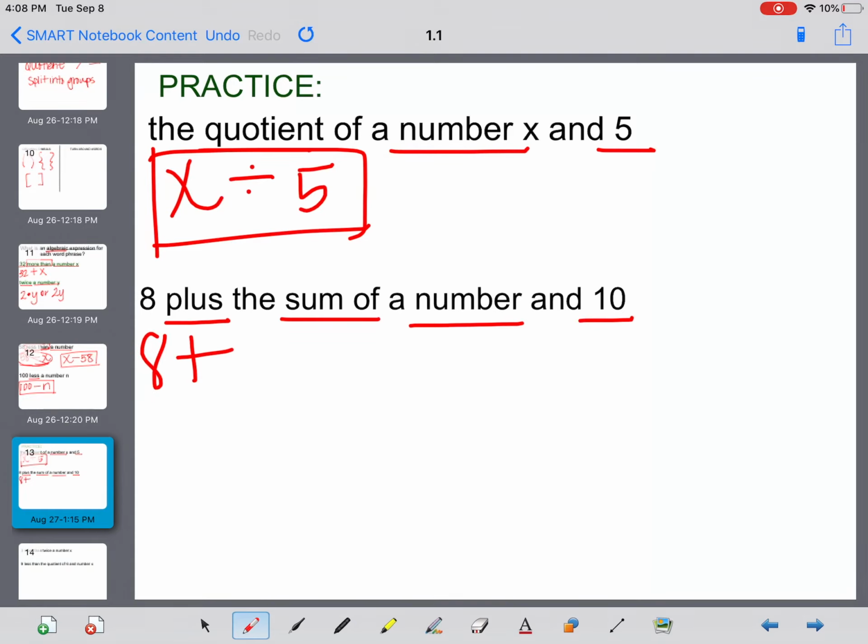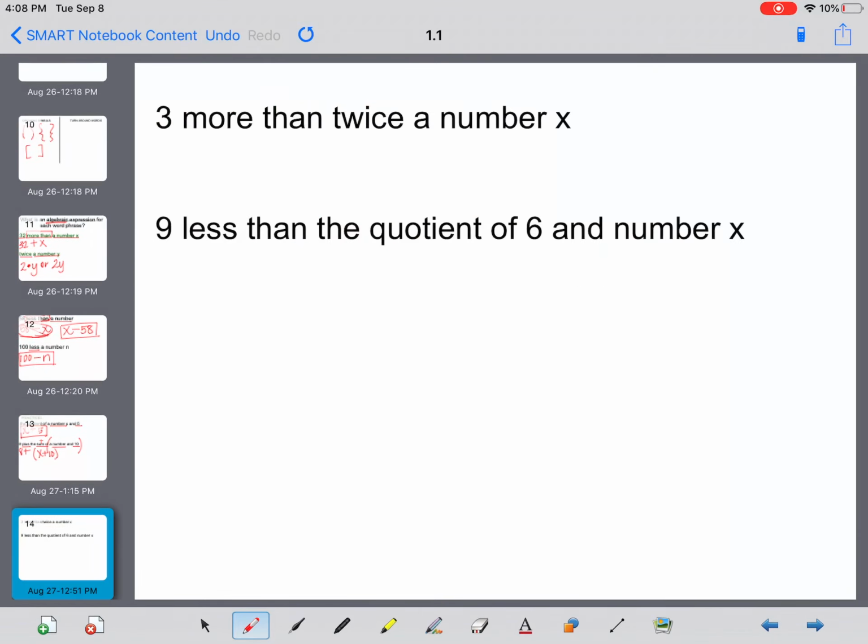Eight plus the sum of a number and 10. So I'm actually adding 8 to whatever a number and 10 are added together. So that is an example of a grouping symbol word. The sum of. 3 more than twice a number x.